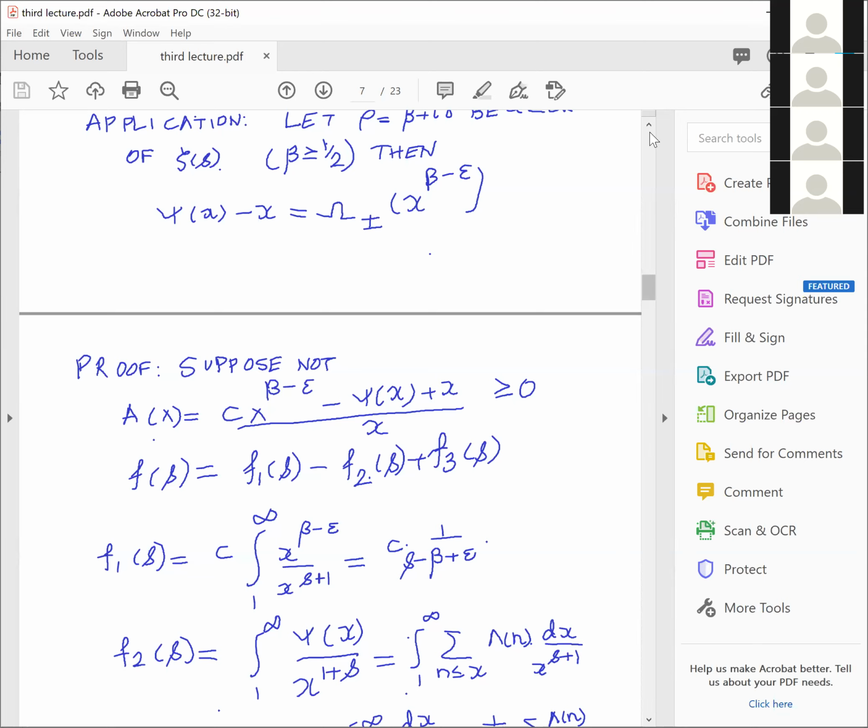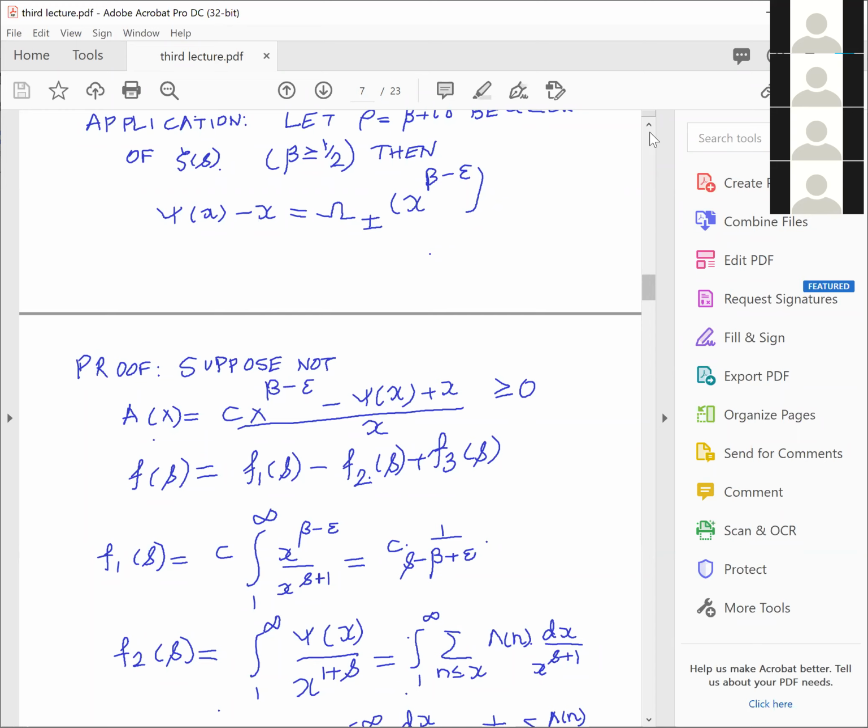That's exactly what we are doing. Therefore, whenever you have a singularity, then you can get an error. Okay, therefore, if the first complex singularity is at the point beta when you are moving towards the left, then you get an error term which is omega of x power beta minus epsilon. Okay. That's exactly what it is.